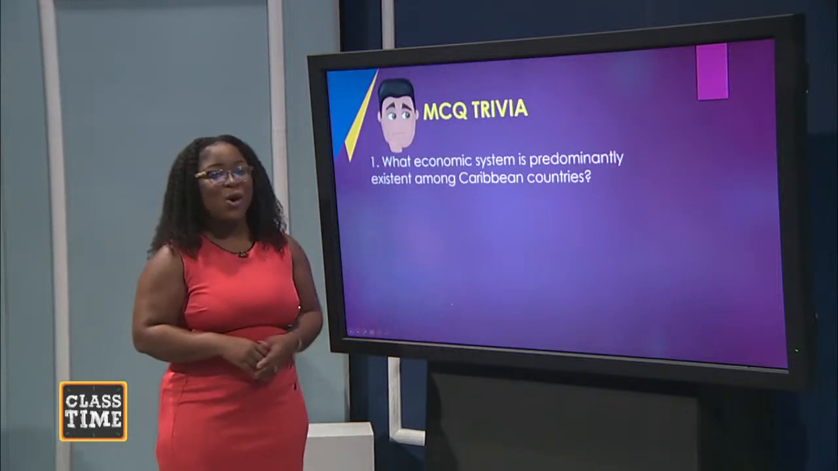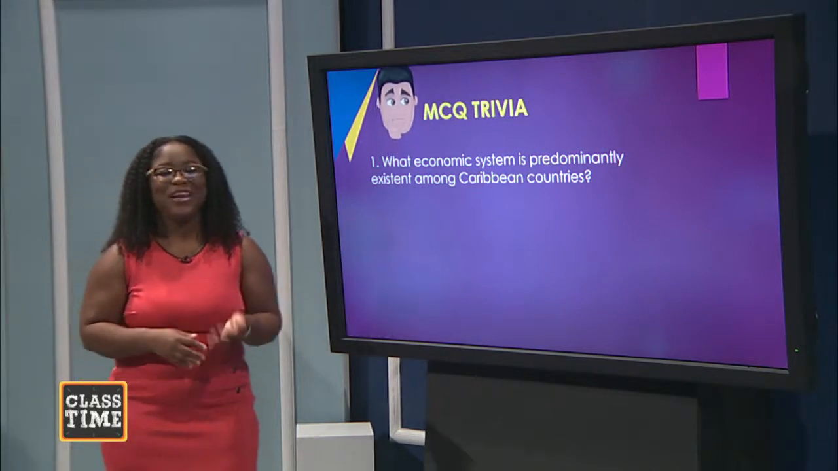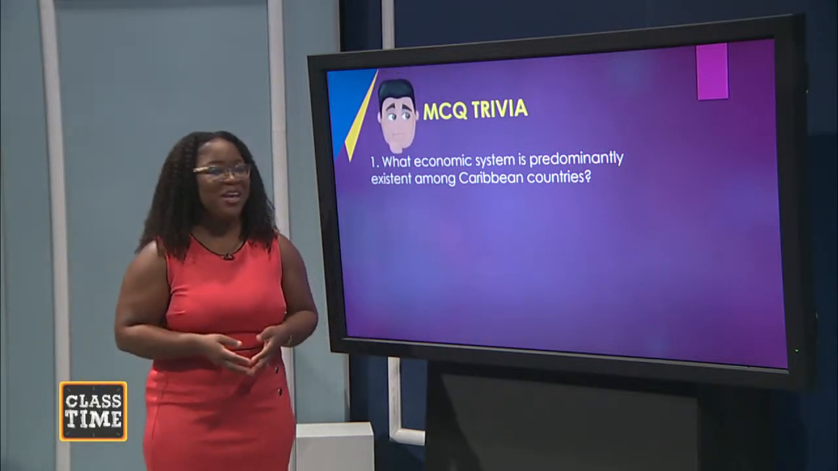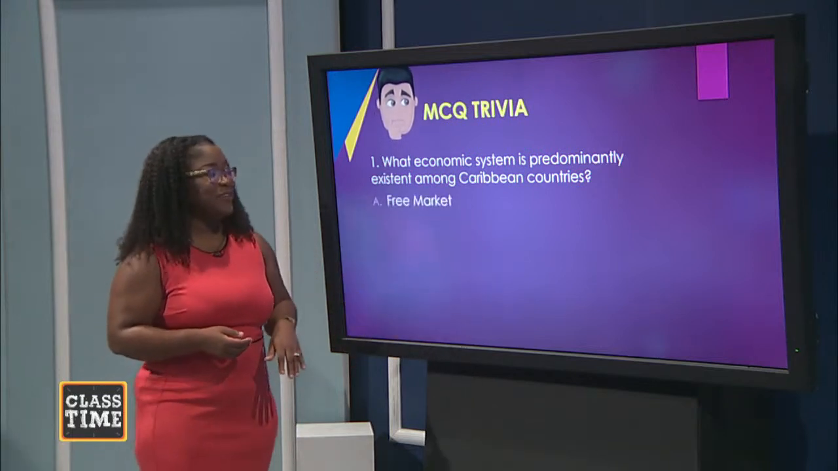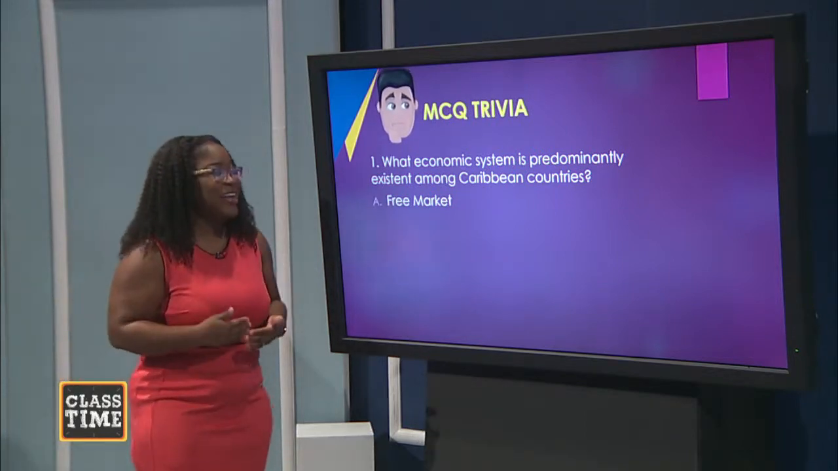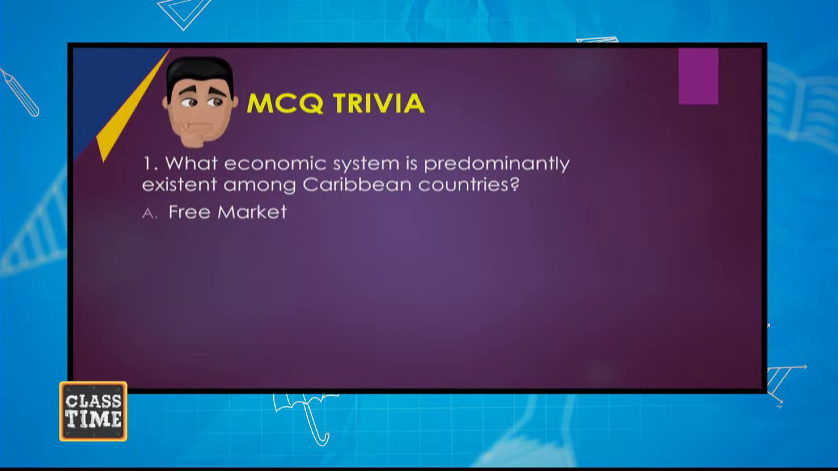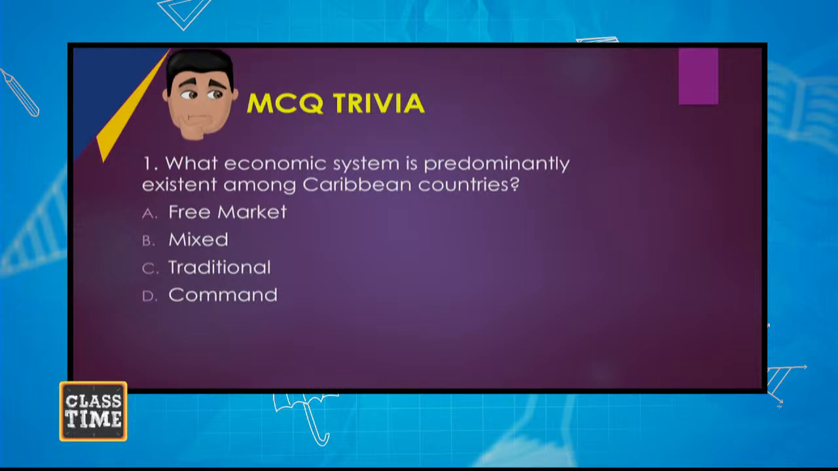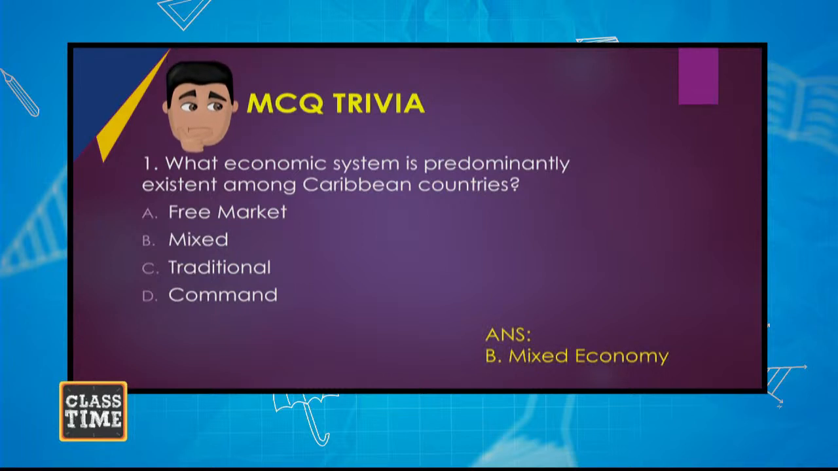Okay, so now it's trivia time. Let's do a little recap to see how well we have met the objectives. Our first trivia question is, what economic system is predominantly existent in Caribbean economies? I just gave you the answer. Let's see if you can find it in this list. Is it A, the free market, B, mixed, C, traditional, or D, command? Think about it. I literally just gave away the answer. So if you say D, no, not D, B, sorry, B, the mixed economy, you're correct. B as in boy, you're correct.